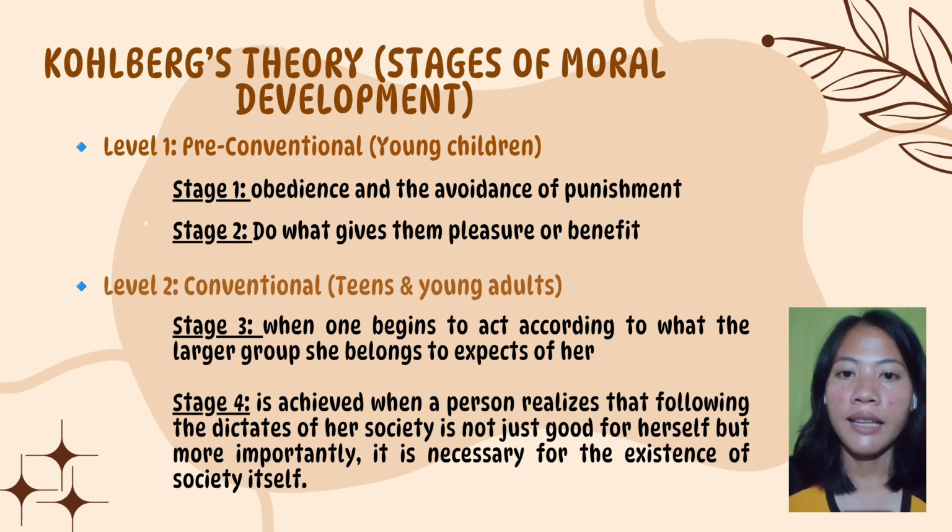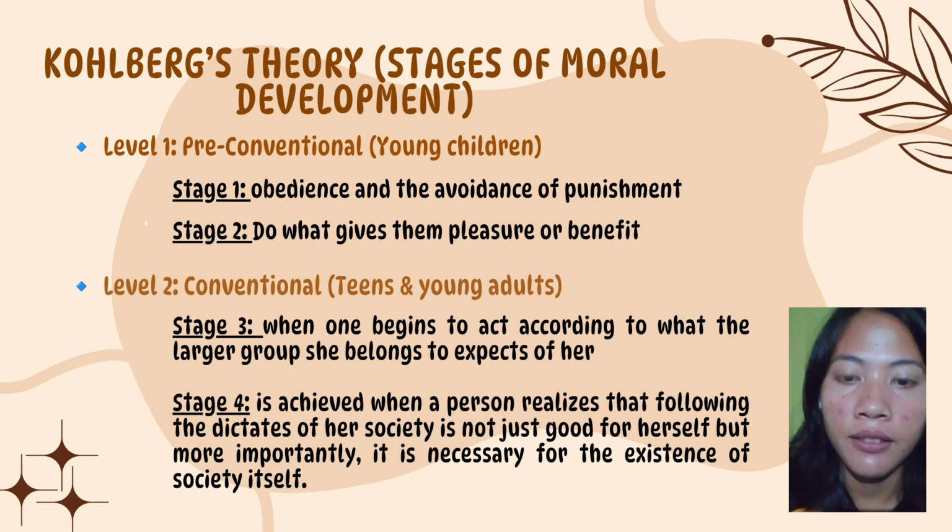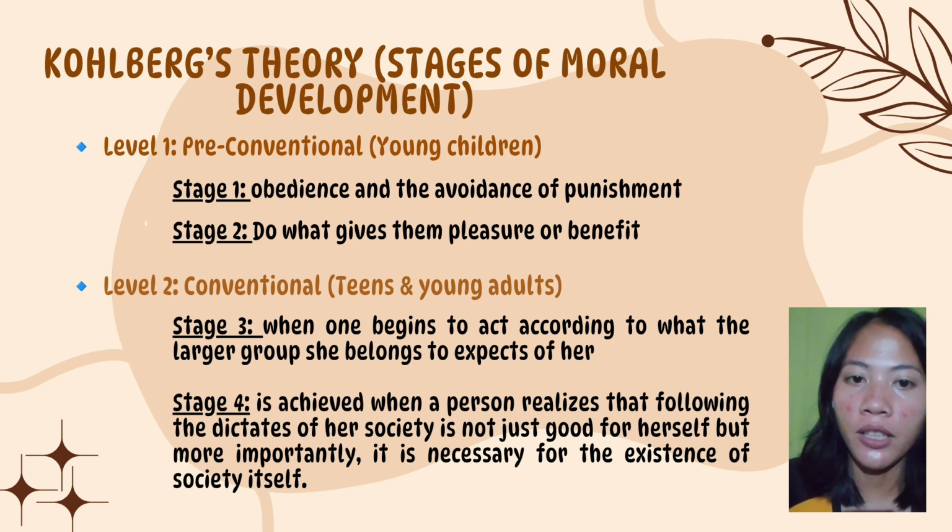The second level of moral development, according to Kohlberg, is the conventional level. This is the age in which older children, adolescents, and young adults learn to conform to the expectations of society.